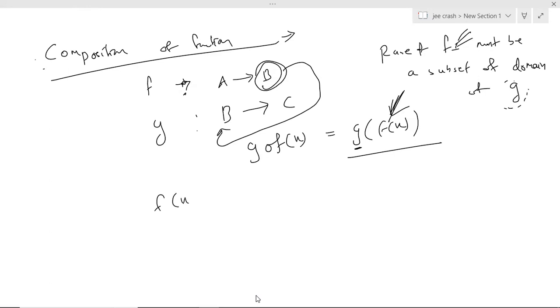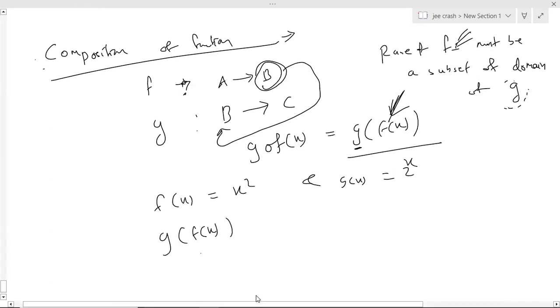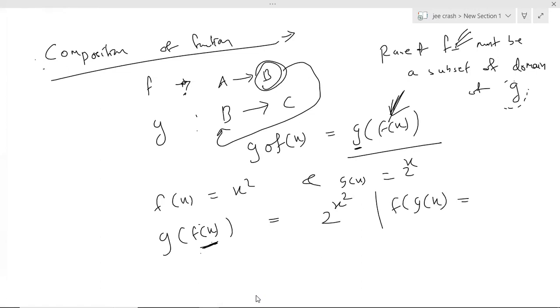For an example, if you have f of x equals x square and g of x equals 2 to the power x, then g of f of x will be 2 to the power x square. Instead of x, we are putting f of x, so x square. Same, we can calculate f of g of x. So f of x is x to the power 2. So instead of x, we are going to put g of x. So 2 to the power x, 2 to the power 2x. All right, this is called composite function.